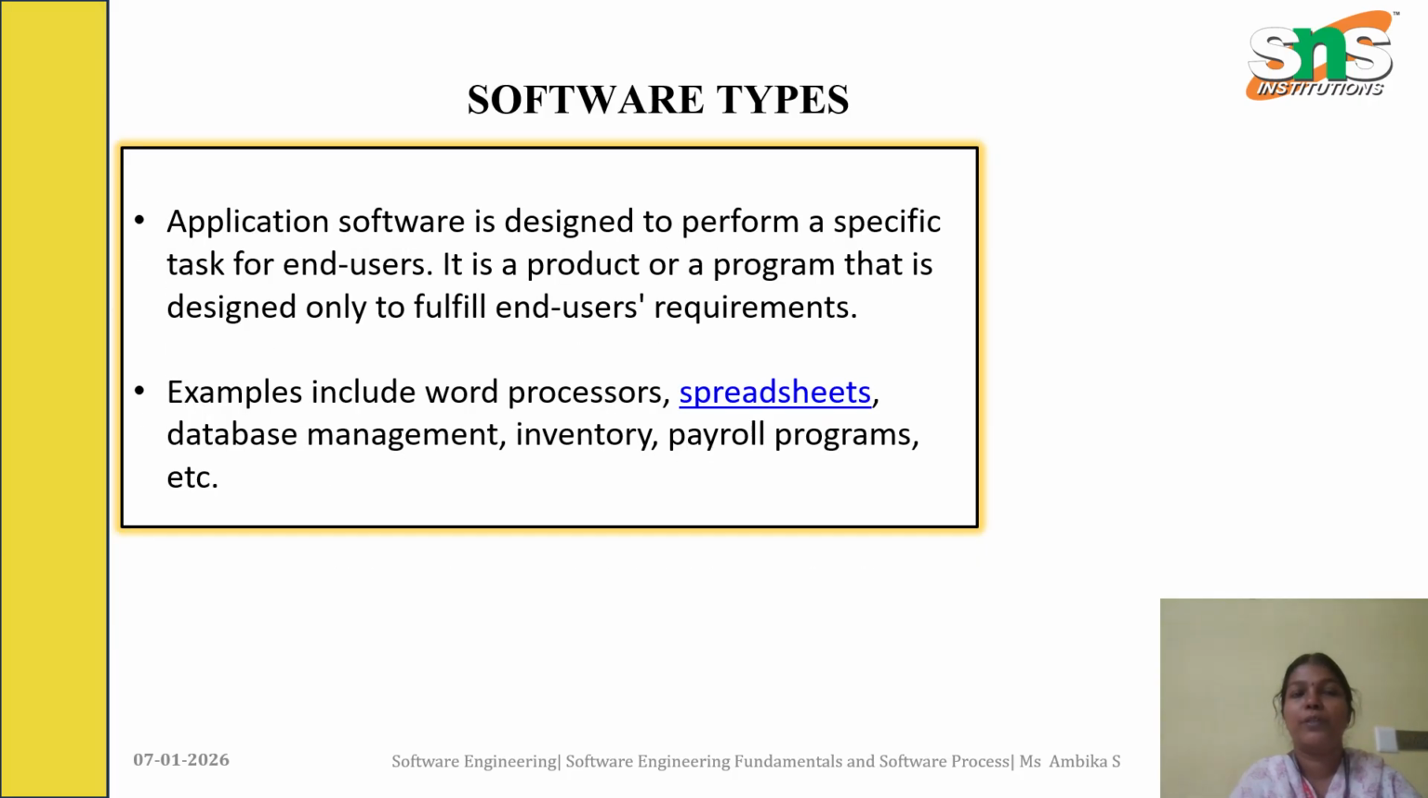Software types: the next software type is application software. It is designed to perform a specific task for the end users. It is mainly designed to fulfill the end users' requirements. Examples are word processors, spreadsheets, database management, inventory and payroll programs.